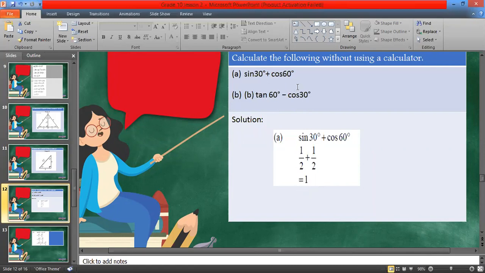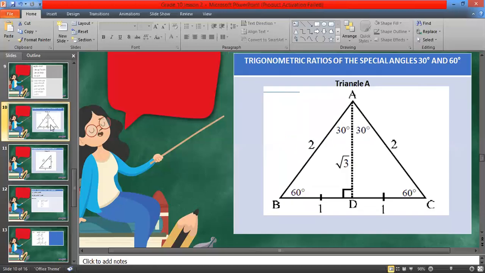Sin 60 minus cos 30. So what is tan 60? You go and refer back to the triangle. Tan is opposite over adjacent. So tan 60 is opposite, root 3, over adjacent, 1. Root 3 over 1, which is the same thing as root 3.